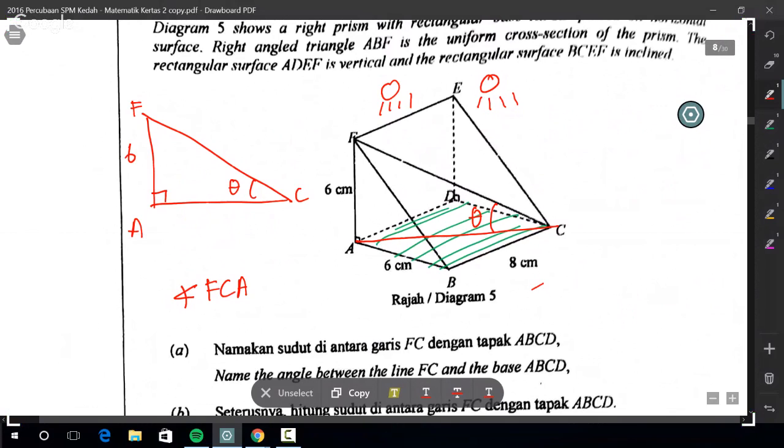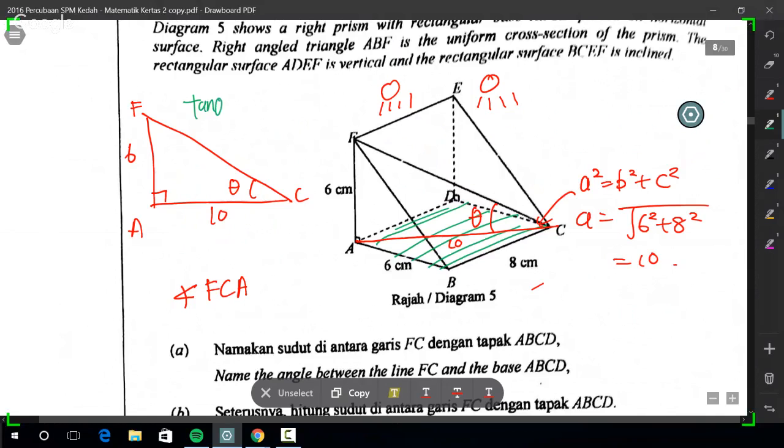In order to get AC, you must know it's Pythagoras, 6, 8, 10. Basically, how to get 10: a squared equals b squared plus c squared. So a equals the square root of 6 squared plus 8 squared. So you will get 10. All right, so I know here is 10. Since I have both of these, I can actually use tangent to quickly get my answer. So I can use tangent of angle equals 6 over 10. So angle equals shift tangent 6 over 10. Then you should be able to easily get the answer.